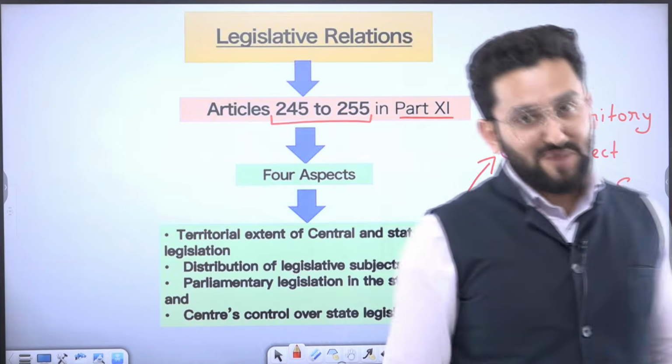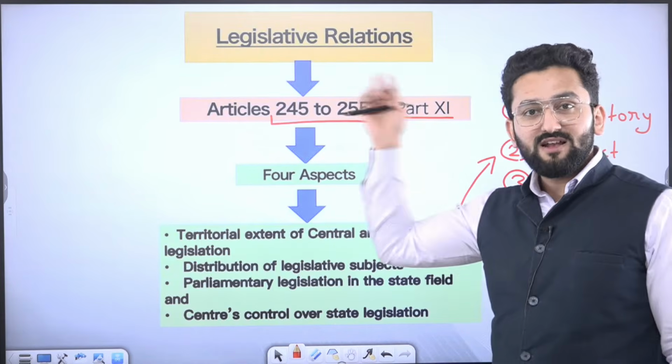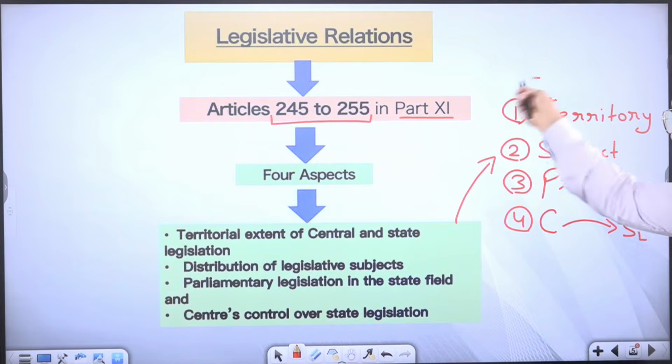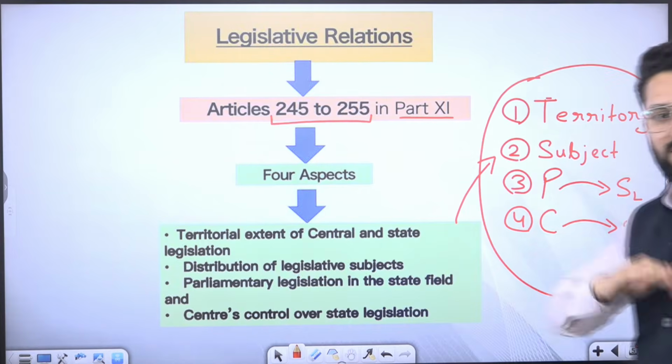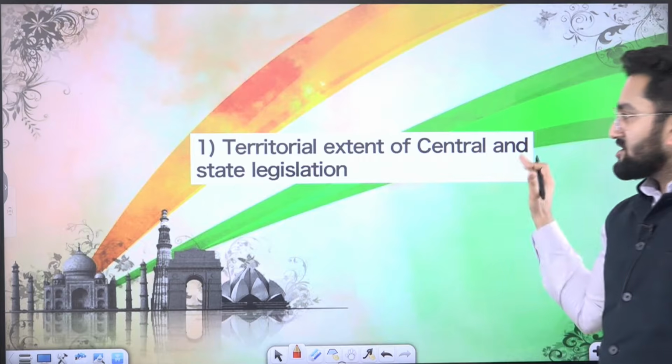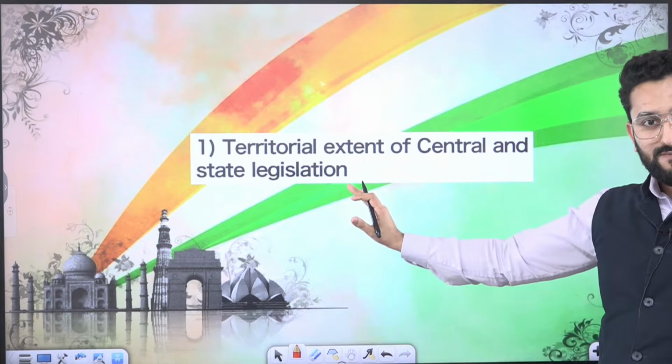So these are the four aspects in which we have to understand legislative relations. I hope this is clear to you. Just remember these areas. That's it. Okay. Now, territorial extent of center and state legislature.